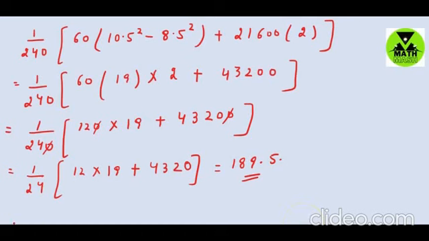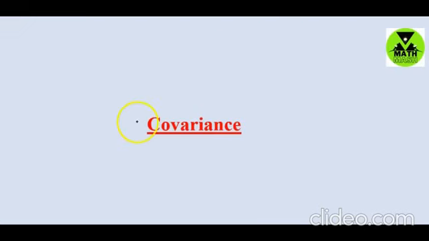So in this way, we can compute the expected values whether XY are two-dimensional discrete random variables or continuous random variables, if the joint probability mass function or the density function is given to us. So we can compute the expected value in this way. Okay, so the next topic is the covariance.